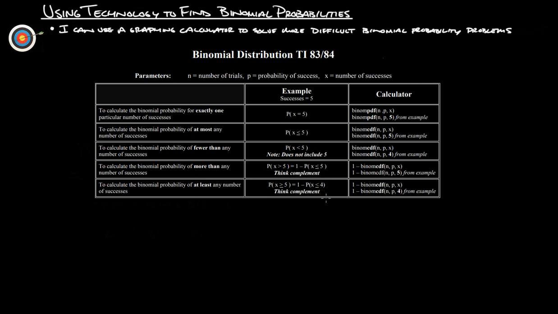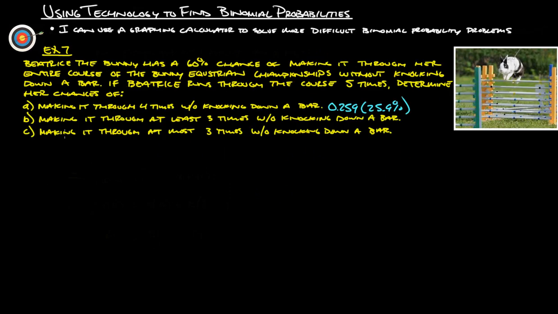So we want to know at least, I think it was 3, right? So we're going to do the binomial. The only thing that's going to change is the last number. So for the probability of 5 or more, we want to actually figure out 4 or less, and then find what we call the complement of that. And I'll show you what we're talking about. Okay. Making it through at least 3 times without knocking down a bar.